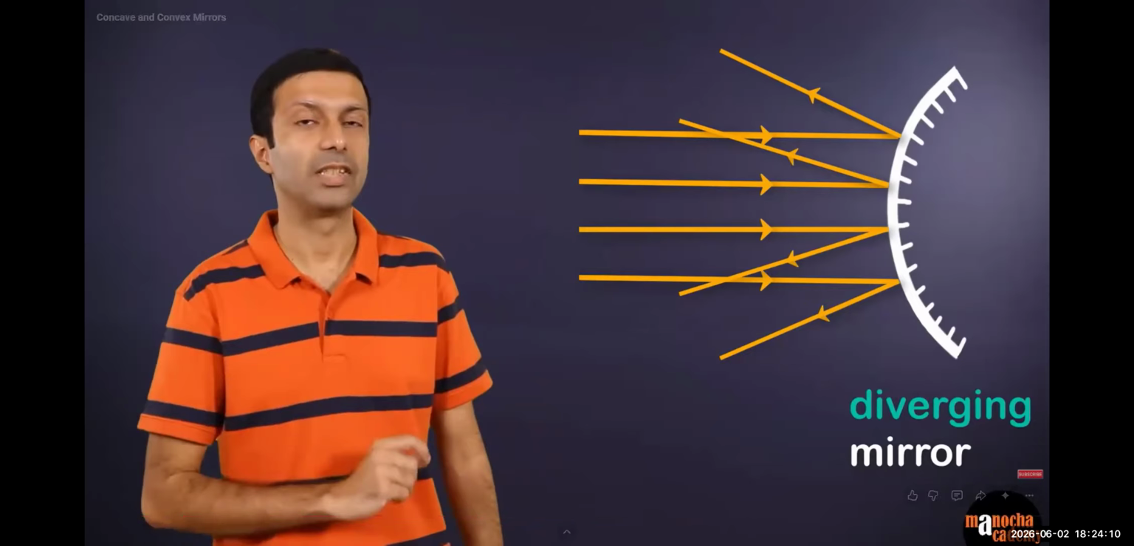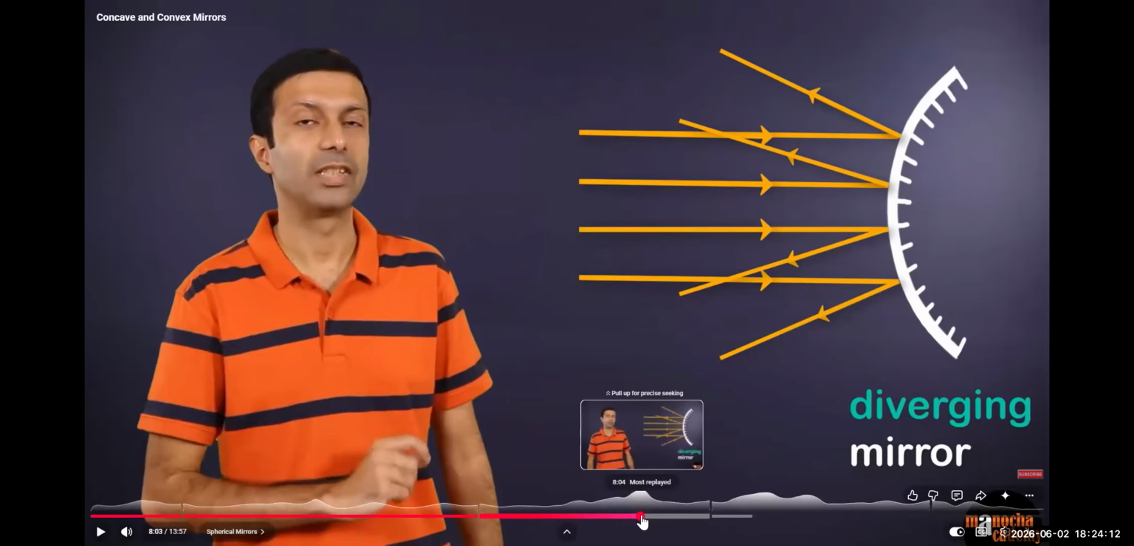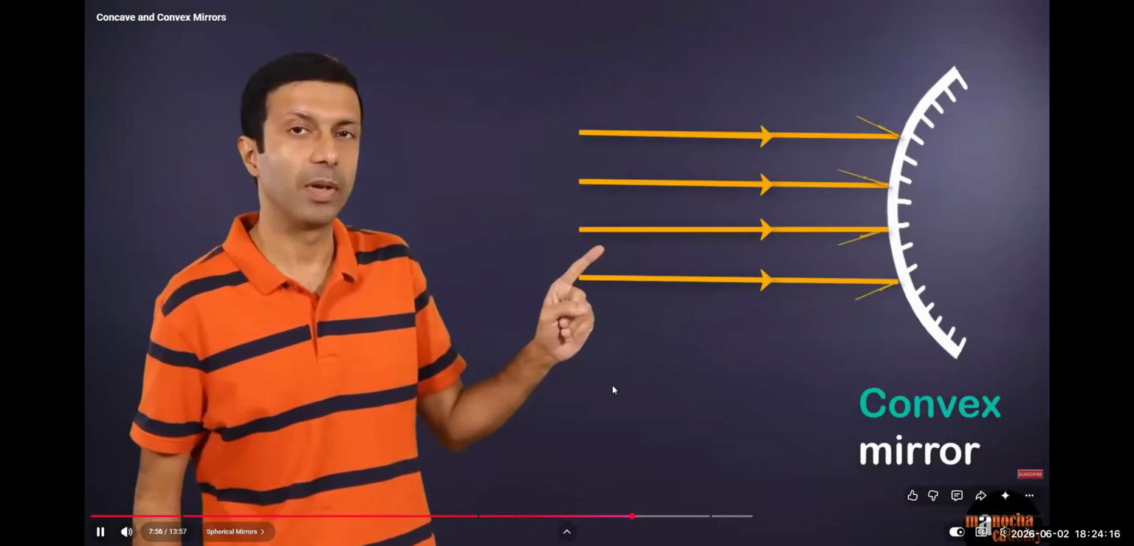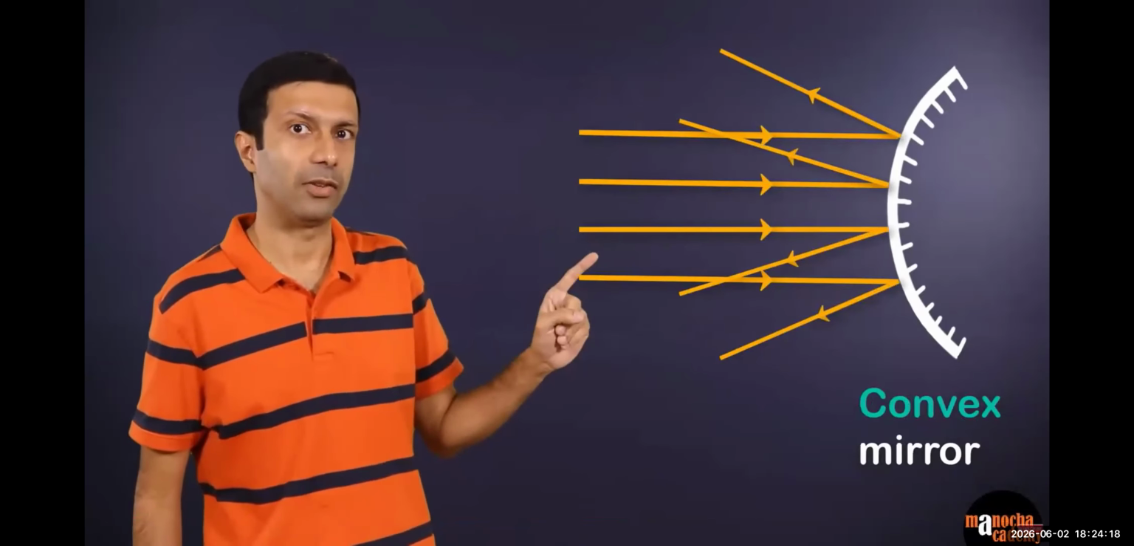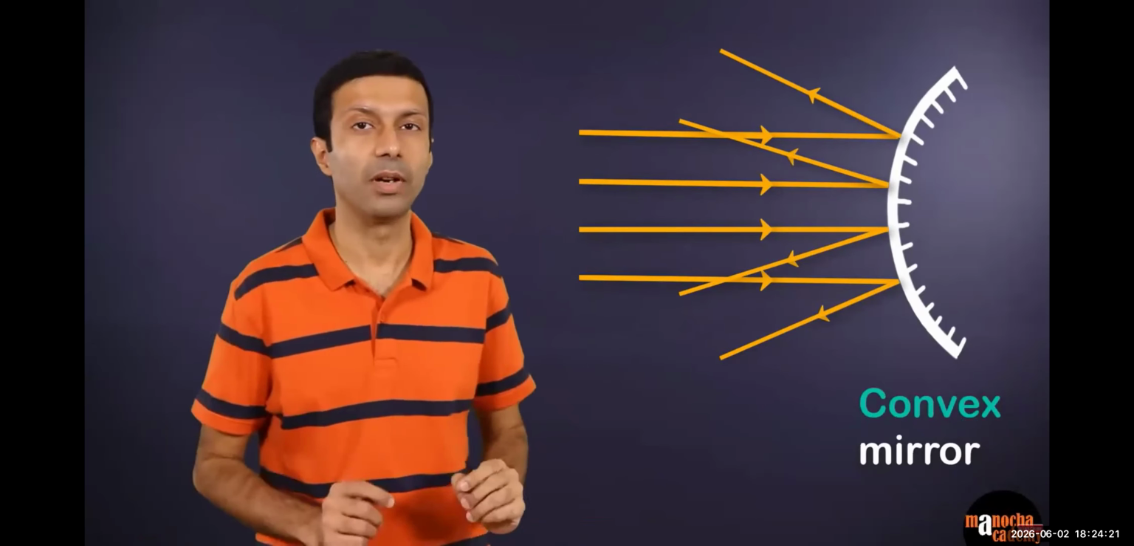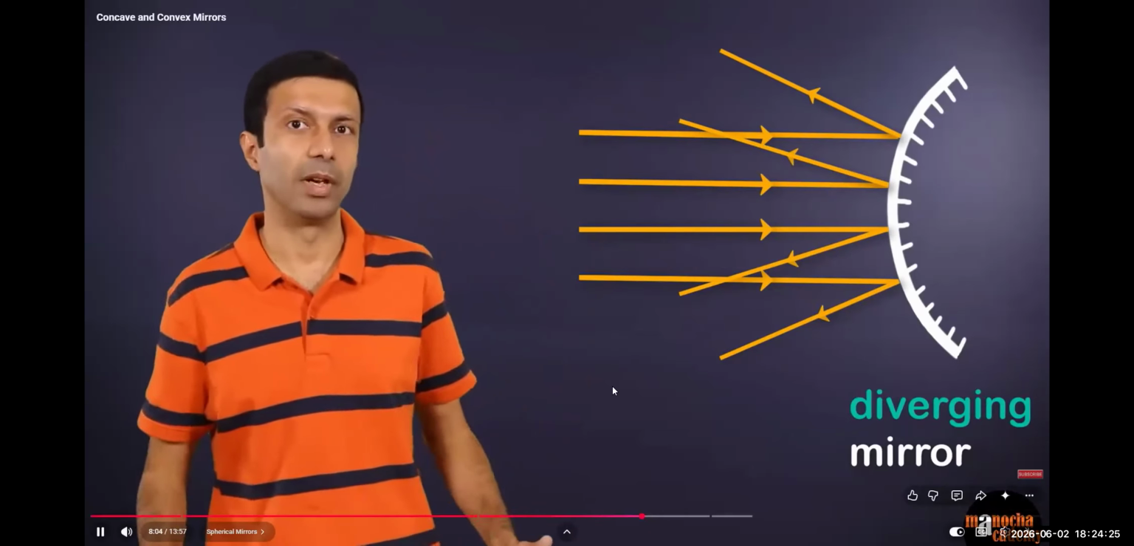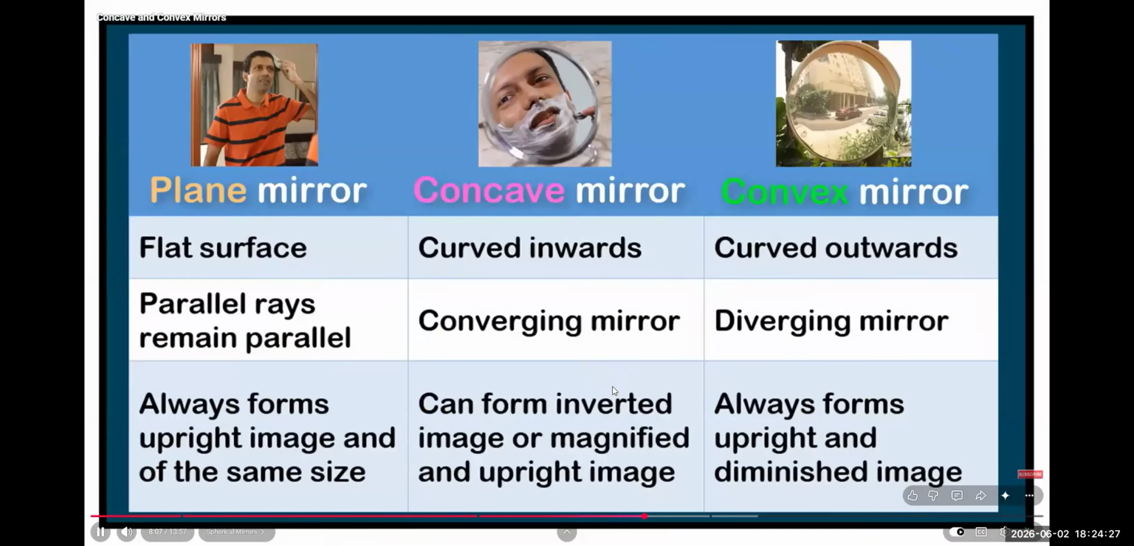What will happen there in convex mirror? Can you see that the convex mirror is diverging the light rays? So the convex mirror has a diverging action. It's a diverging mirror. Here's a comparison table of a plane, concave and convex mirror.